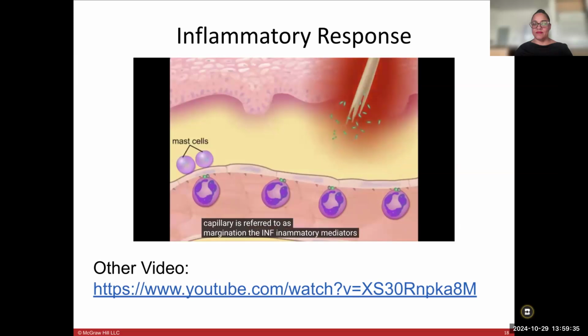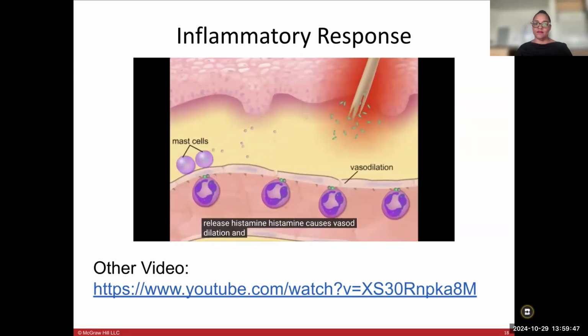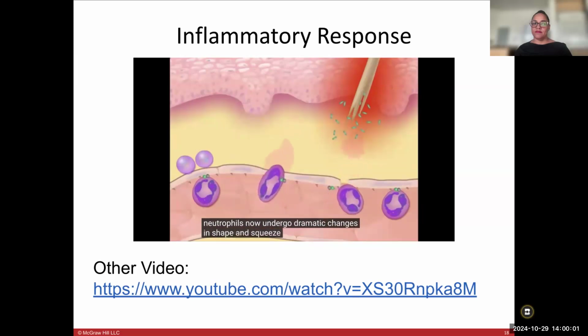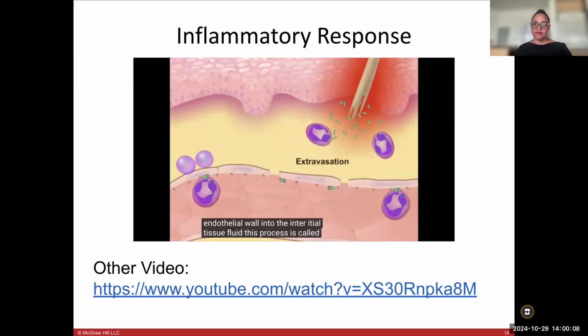The inflammatory mediators released by the injured tissue bring about changes in the environment that cause mast cells to degranulate and release histamine. Histamine causes vasodilation and an opening of the junctions between the endothelial cells, allowing fluid and leukocytes to leave the capillary and enter the infected tissue. The neutrophils now undergo dramatic changes in shape and squeeze through the endothelial wall into the interstitial tissue fluid. This process is called extravasation.